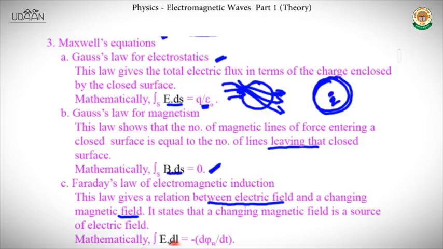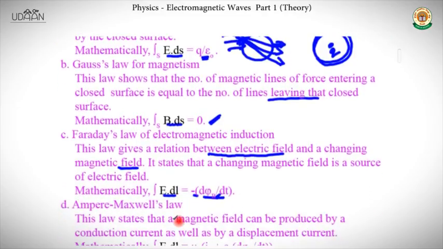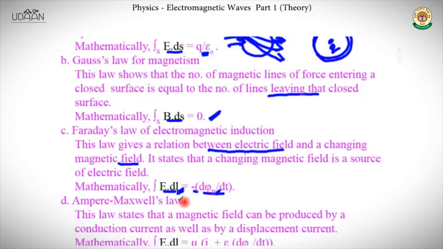So again we have a mathematical statement: closed integral of E dot dl equals minus d phi B by dt. So it is the rate of change of magnetic flux. B stands for the magnetic field. So it is the negative of that. And again E and dl are vectors. You are supposed to consider black here as vectors. Right. So next we move on to Ampere Maxwell's law. This law states that magnetic field can be produced by conduction current as well as by displacement current.